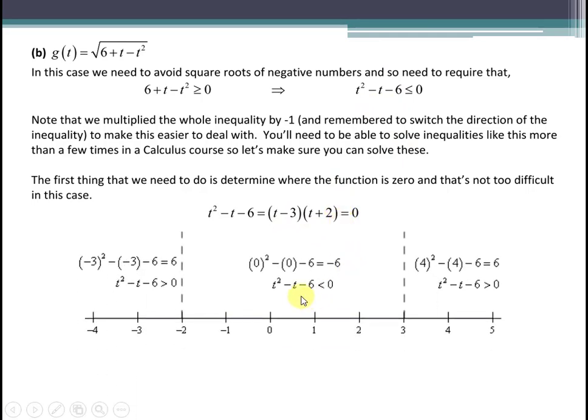So we can see in the graph also that this quadratic polynomial is greater than 0 when t is less than minus 2 and when it's greater than 3. Between minus 2 and 3 it's less than 0. That's why we need to take less than or equal to 0. So the domain is from minus 2 till 3, between minus 2 and 3, or the segment minus 2, 3.